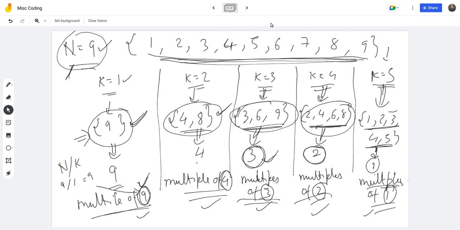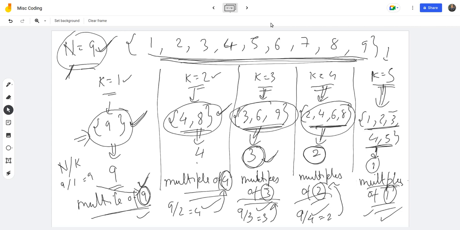Again here n is 9, k is 2. So 9 by 2 is 4, and hence we need multiple of 4 here. Here again 9 by 3 is 3, and hence we need the multiples of 3 here. 9 by 4 is 2. Here we are considering the integer division, and hence 9 by 4 is 2, and hence we need multiples of 2, and similarly for this case. So I hope now the solution is getting clear in our head, right?